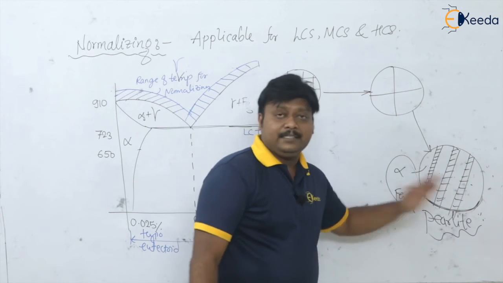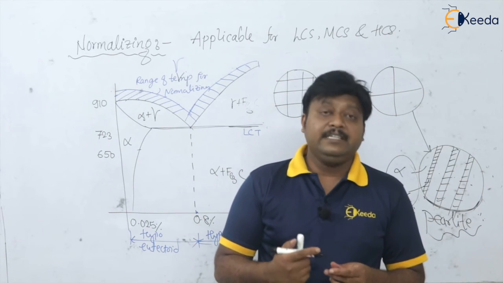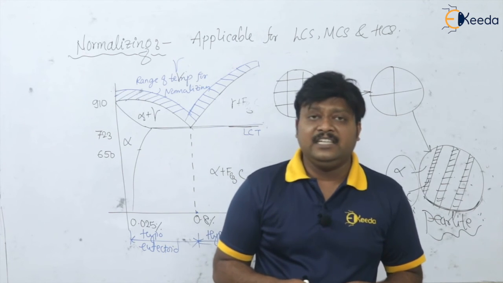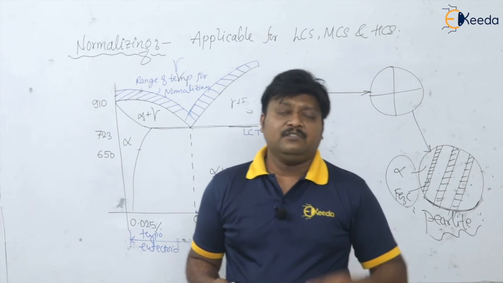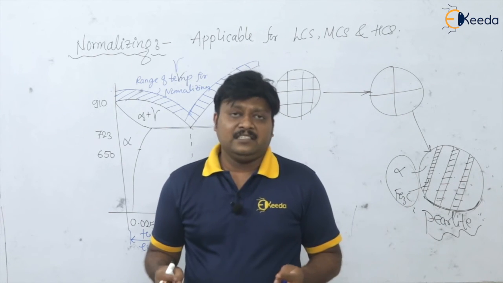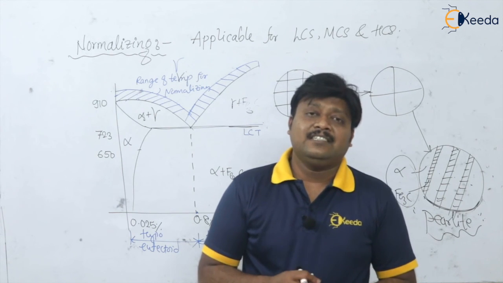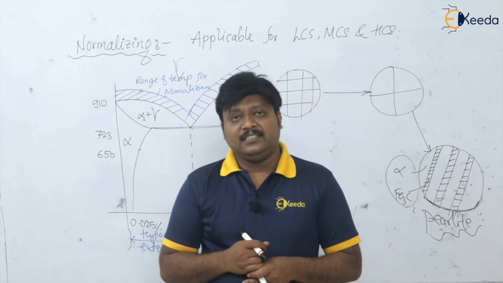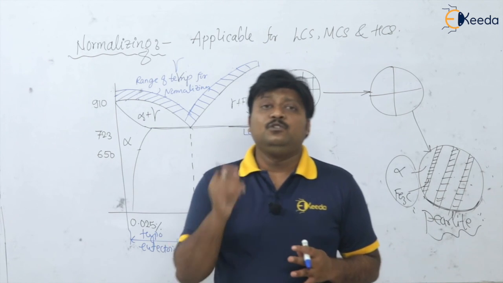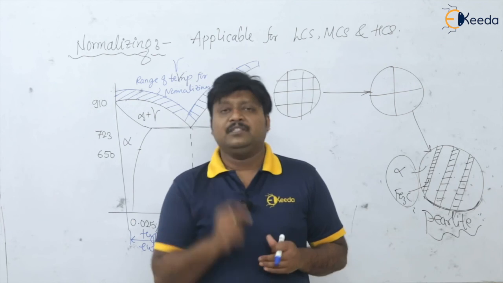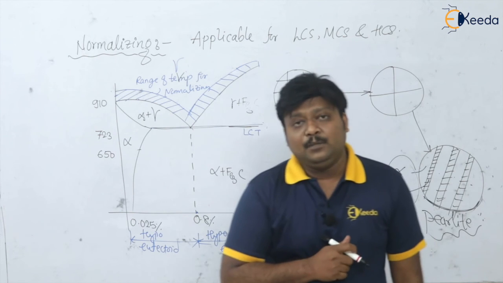So dear students, the important thing is that when we have cooling in still air, compared to the annealing process we are obtaining faster cooling rates, which results in finer grain size. And as you know, when the grain size is finer, the strength and hardness go on increasing. So compared to the annealed product, the normalized product has good strength and hardness. Please remember this. So this is the very important information about the normalizing process. Thank you.